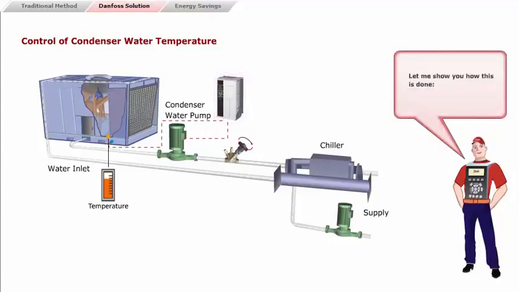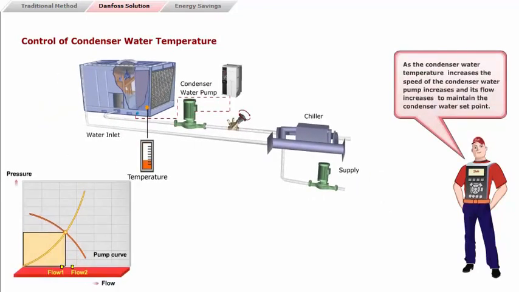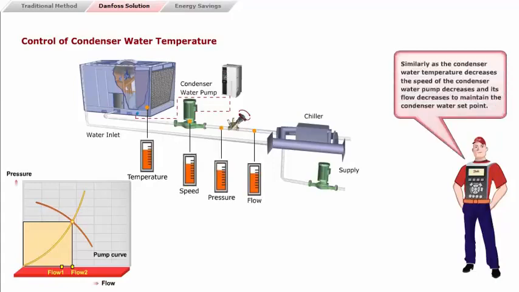Let me show you how this is done. As the condenser water temperature increases, the speed of the condenser water pump increases, and its flow increases to maintain the condenser water set point. Similarly, as the condenser water temperature decreases, the speed of the condenser water pump decreases, and its flow decreases to maintain the condenser water set point.